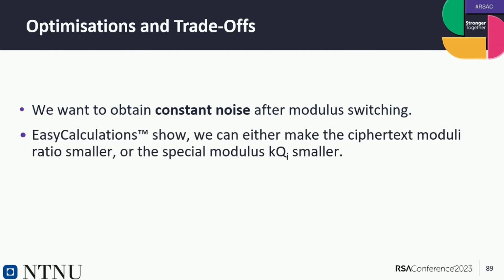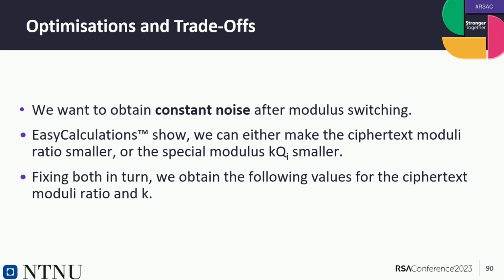And so shuffling lots of arithmetic around from one side to the other shows us that we can make this work by either making the ciphertext moduli ratio smaller or by making a special modulus that we need for something called key switching also smaller. So then we fixed both in turn and looked at what this gave us as optimizations for the other one.